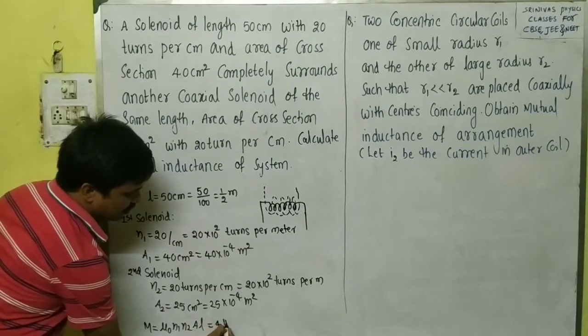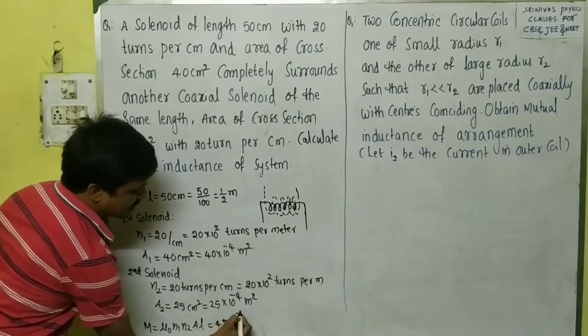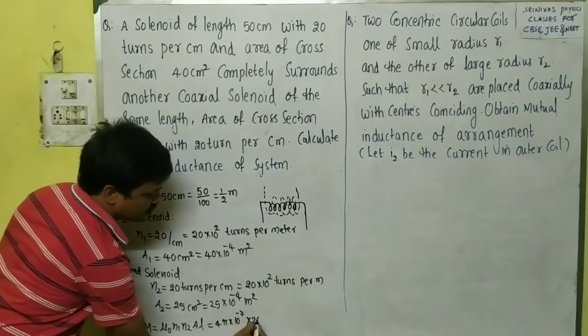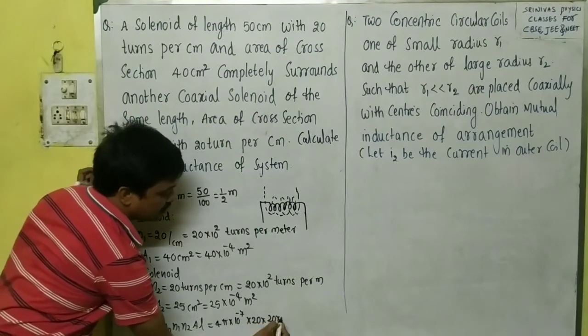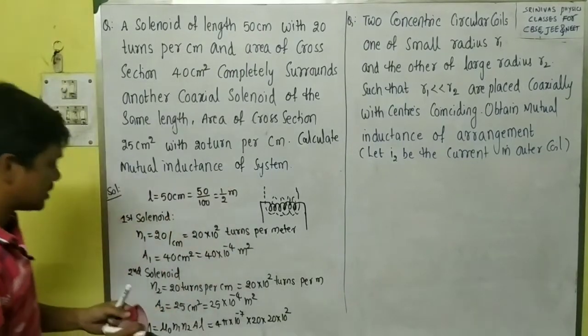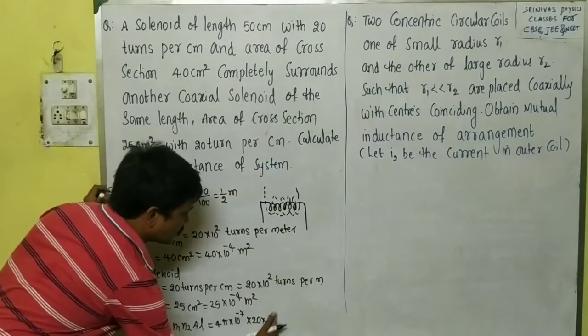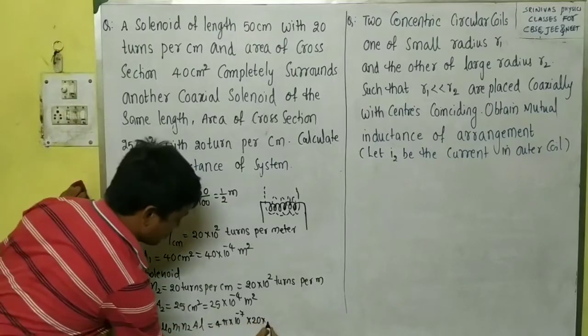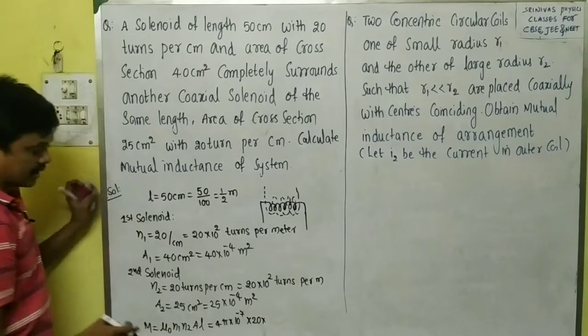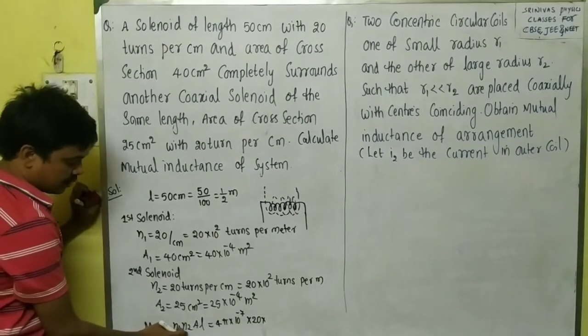The mu naught value is 4 pi into 10 to the power of minus 7, n1 is 20 into 10 to the power of 2, and n2 is also 20 into 10 to the power of 2. In the formula we have to take mu naught n1 n2 A L.